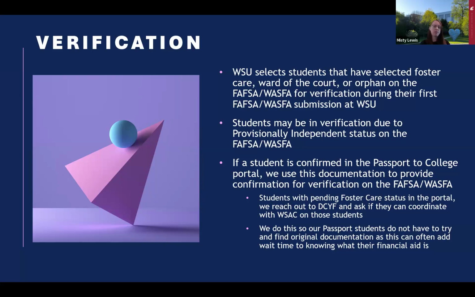And then students may be in verification due to provisionally independent status on the FAFSA-WASFA. So when they're filling it out, they may have additional letters, they may come from different schools, their passport confirmed. But when they filled out the FAFSA, they selected they didn't have a determination from an authorized entity, so it came through as provisionally independent.